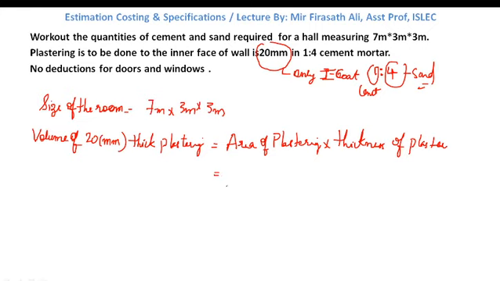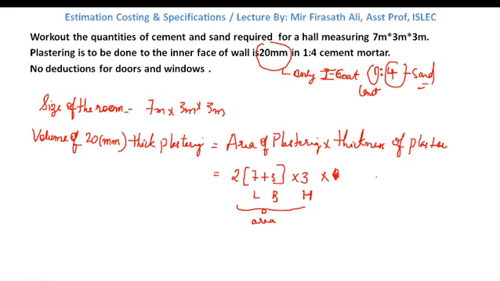What is the area of plastering? Area of plastering is nothing but this dimension. Let us take it as length and breadth. 2 into (L plus B), that is 7 plus 3. This is nothing but our length and breadth, which gives the perimeter. Into height, which is 3. Till here we have calculated the area.